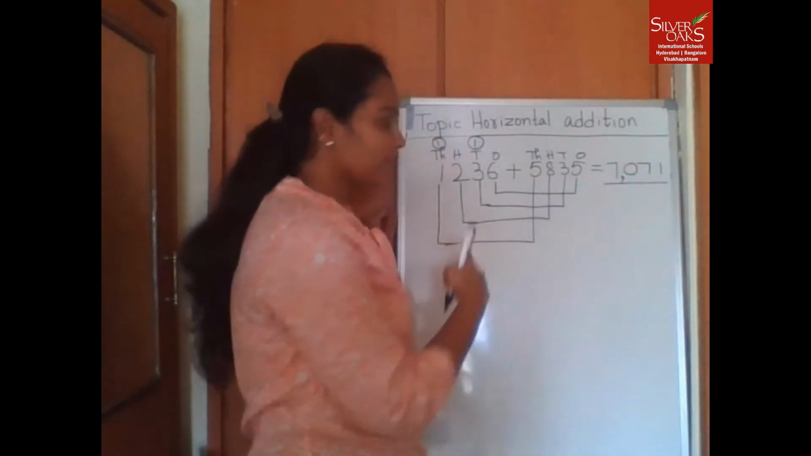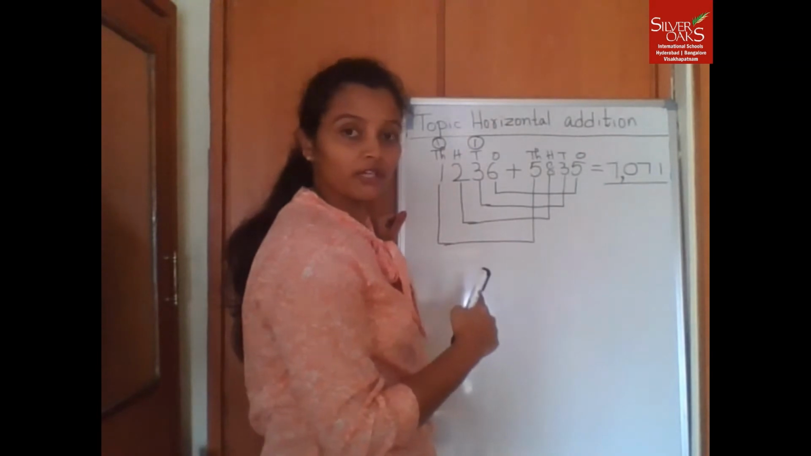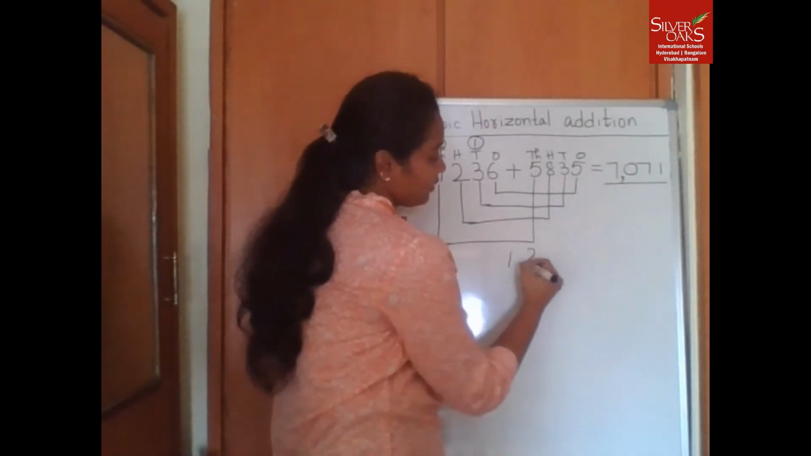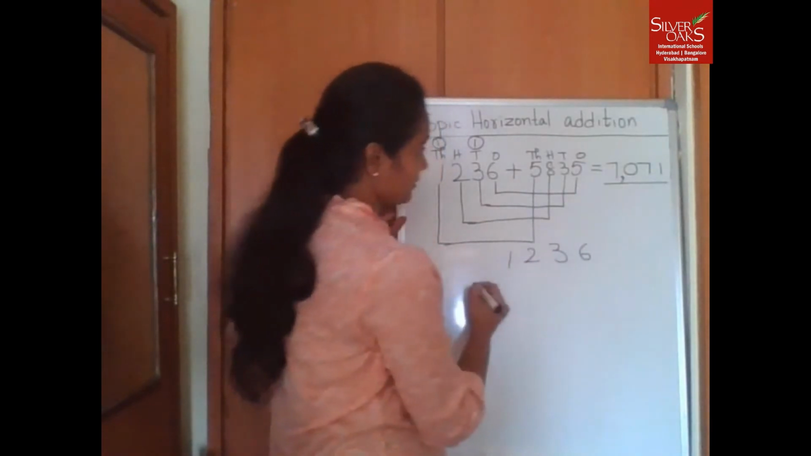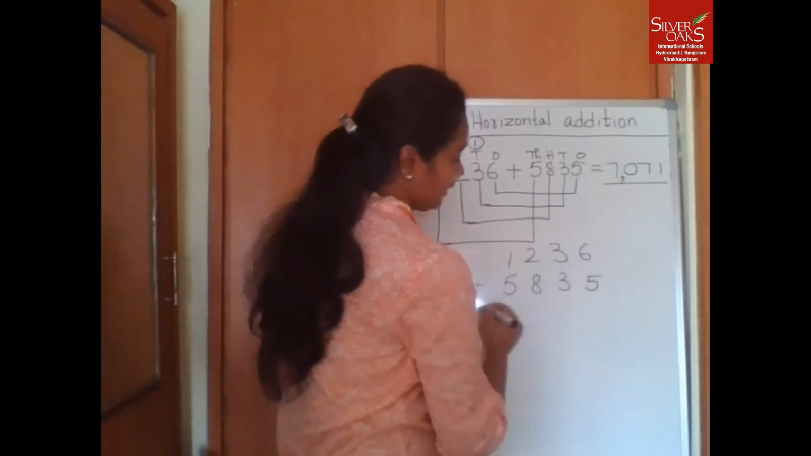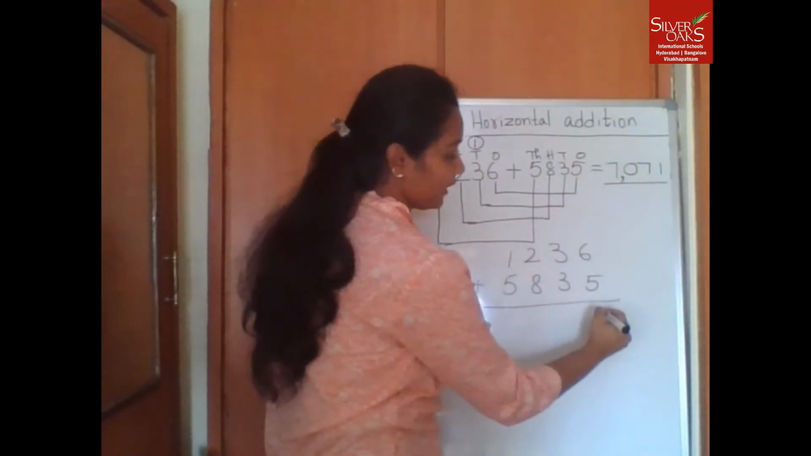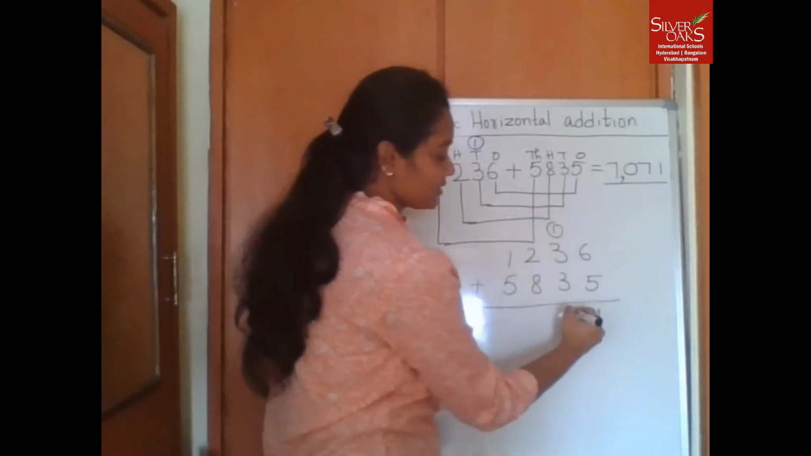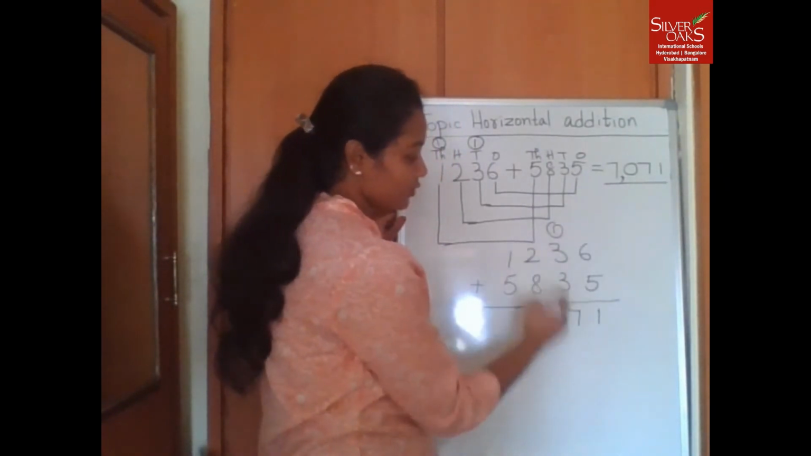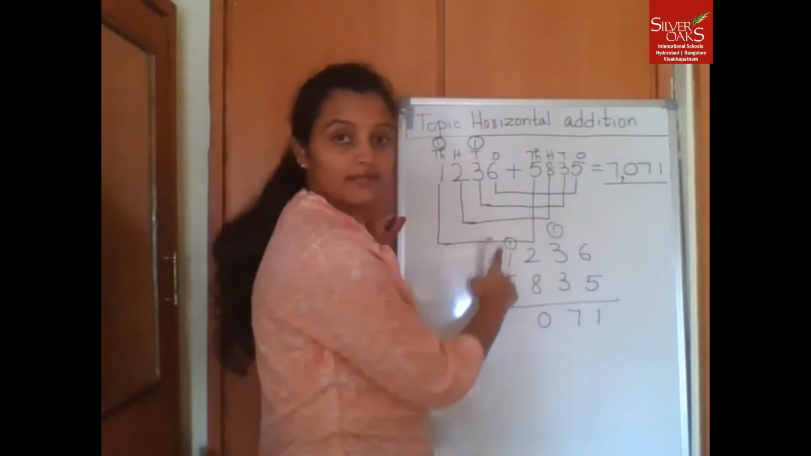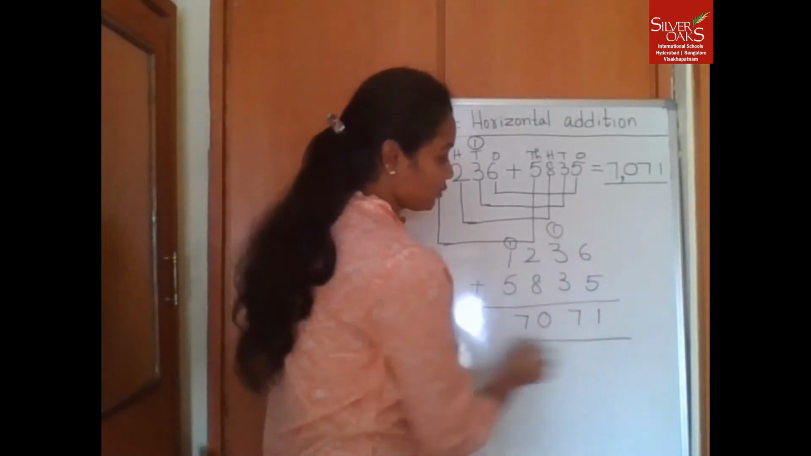Alright, shall we check whether what we have done is correct or not by arranging them vertically? Let's do that. So 1236 plus 5835. Let's add 6 plus 5, 11. 3 plus 3 is 6, plus 1 is 7. 8 plus 2 is 10. 5 plus 1, 6, plus 1, 7. So did we get the same answer?